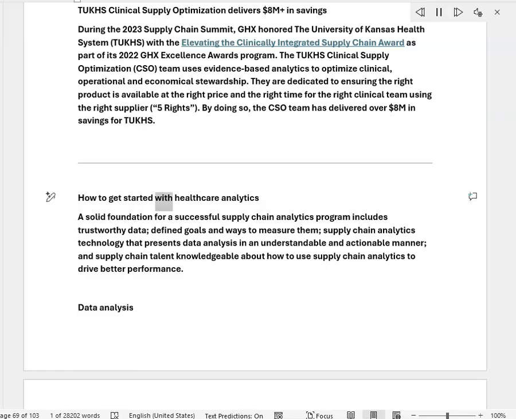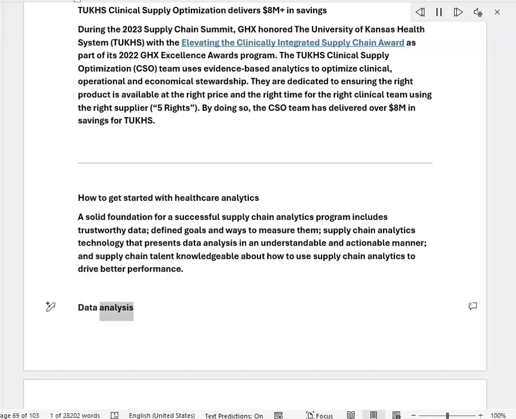How to get started with healthcare analytics. A solid foundation for a successful supply chain analytics program includes trustworthy data, defined goals and ways to measure them, supply chain analytics technology that presents data analysis in an understandable and actionable manner, and supply chain talent knowledgeable about how to use supply chain analytics to drive better performance.